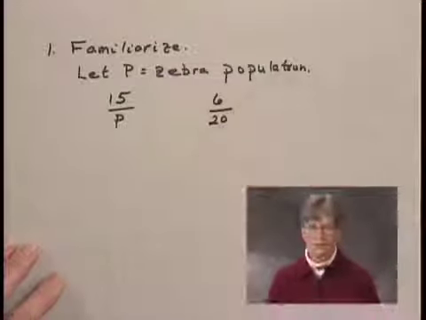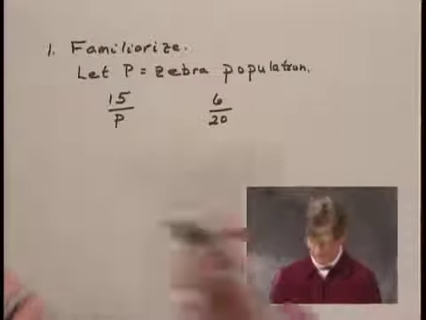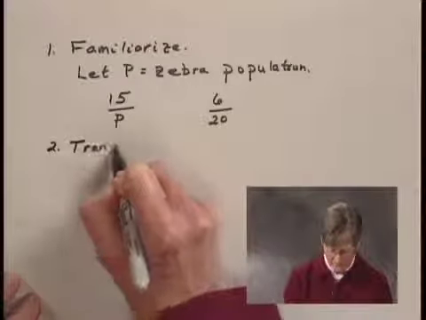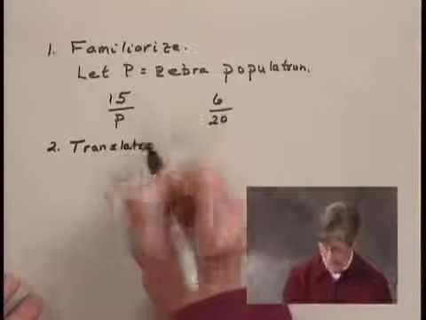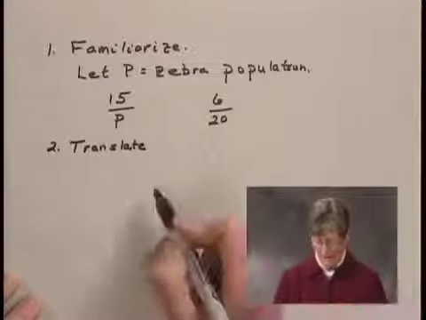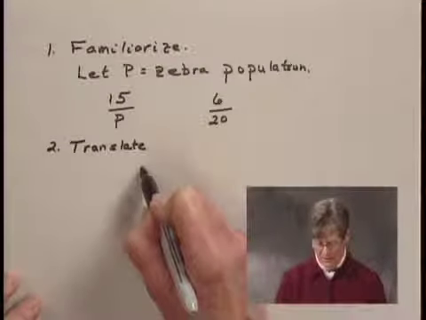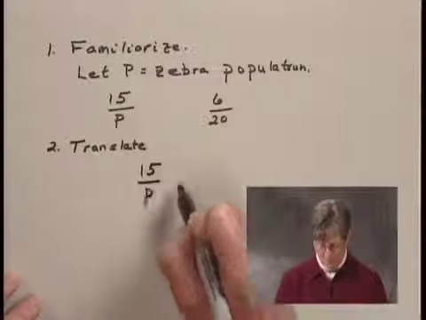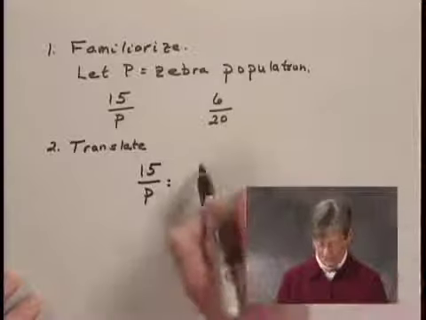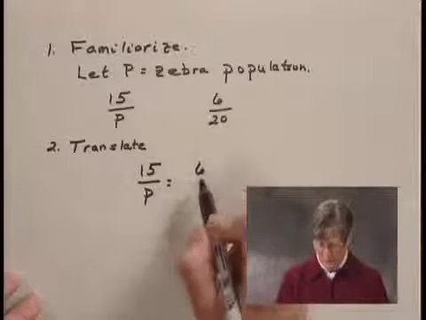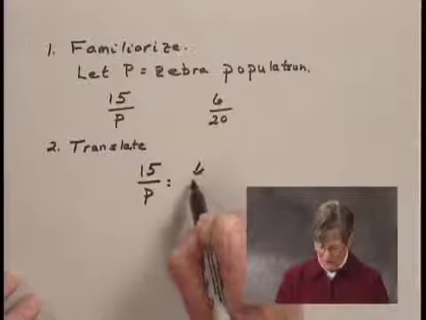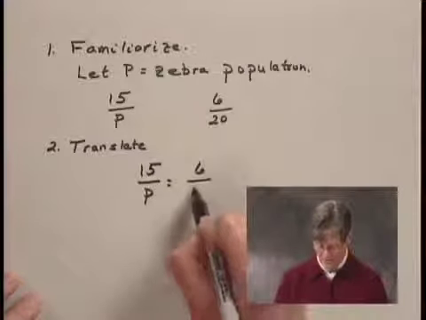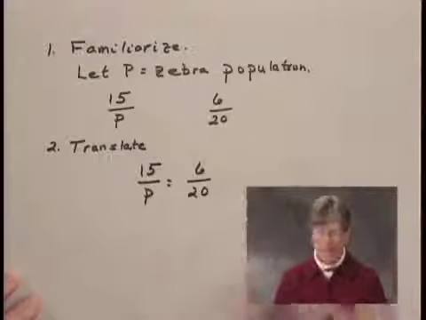And we can use these two ratios to write a proportion. Let's do that in the translate step. We have a proportion, the number of zebras originally tagged, which is 15, to the total population P should be the same as the ratio of the number of tagged zebras caught later to the number of zebras caught later.